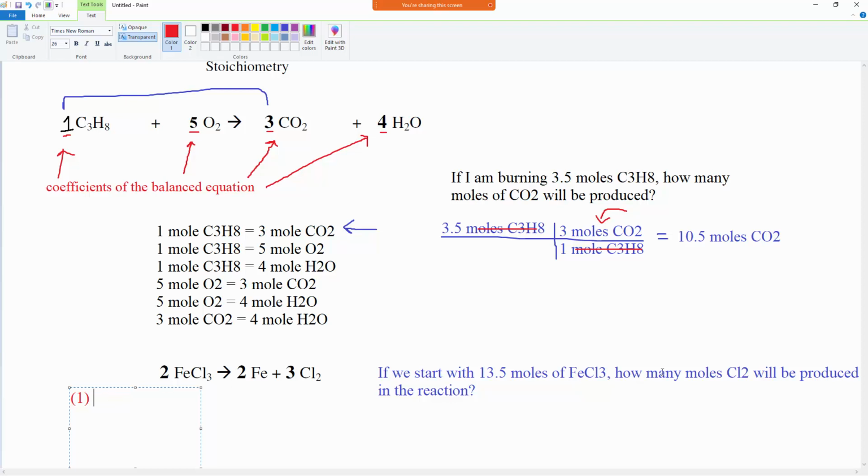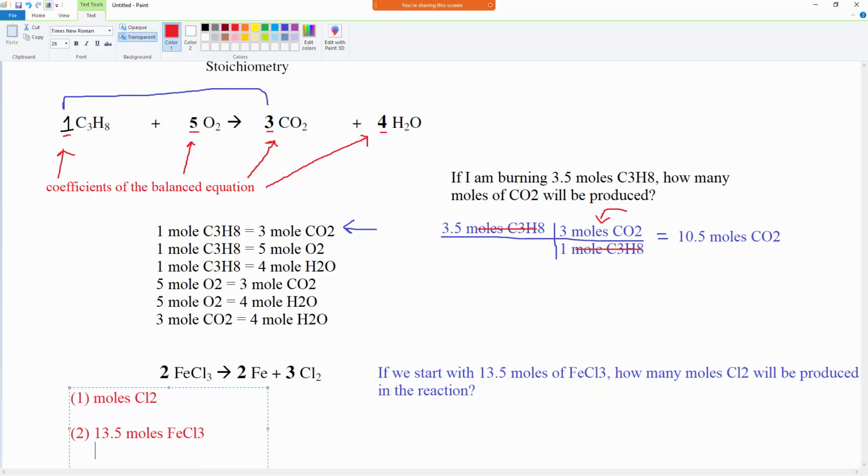Moles of Cl2, perfect. How many moles Cl2? Right there, that's where it is. We want moles of Cl2. Okay, what are we given? Yeah, let's see, we're given that we've got 13.5 moles of FeCl3.